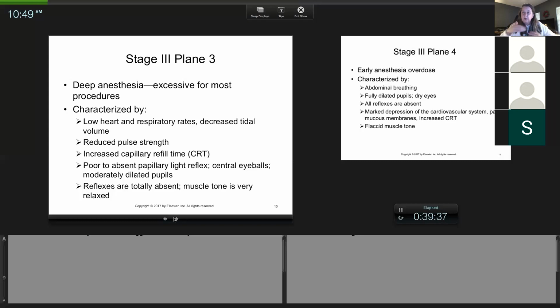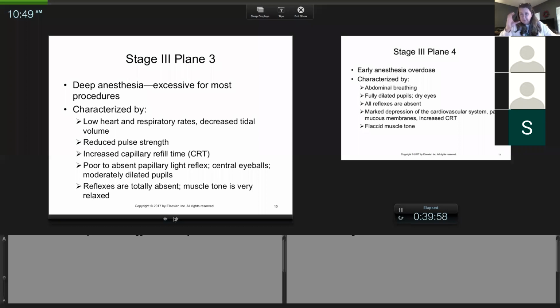So if you've been monitoring that, that pulse strength is going to go down because blood pressure is dropping. Refill time is extended. Why? Because my blood pressure is dropping. If I don't have good blood pressure, I'm not going to have a good CRT because I don't have adequate perfusion.